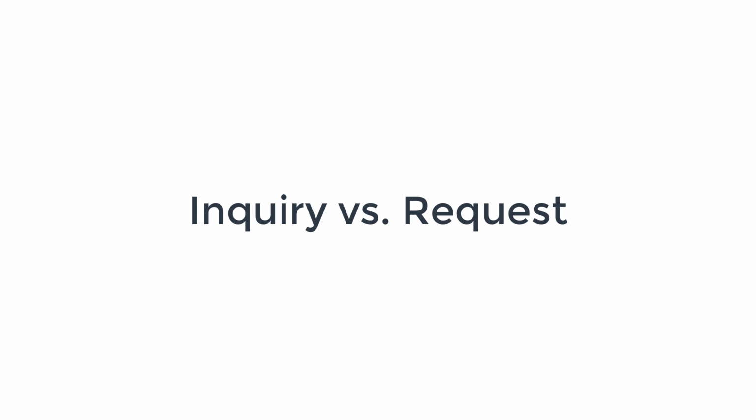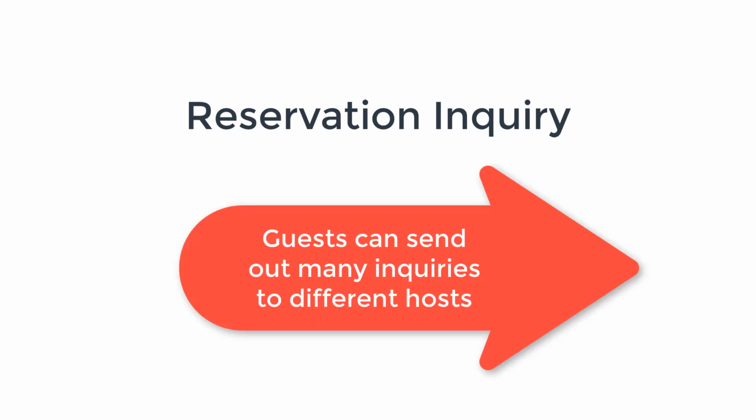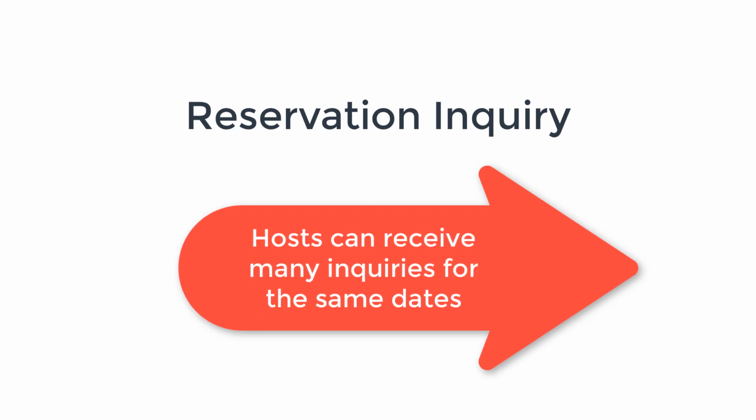Let's first take a look at reservation inquiries. Airbnb suggests that guests send out several reservation inquiries when looking for a place to book. When a guest sends an inquiry, they usually send them out to several listings in the same area. It is kind of like window shopping for an Airbnb listing. A host may also receive several inquiries from different guests for the same dates, and if they pre-approve these inquiries, the first person who accepts the pre-approval will become a confirmed reservation.